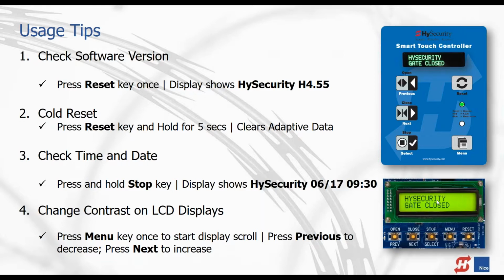Then press the previous or next key, and that's going to increase the contrast. So if you can't see something on that, again, press the menu key 1 time. It should be scrolling, and then press the previous or next key, and that's going to increase the LCD contrast so you can view that display.